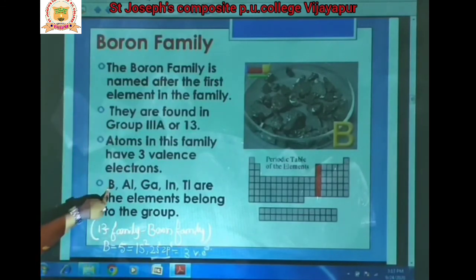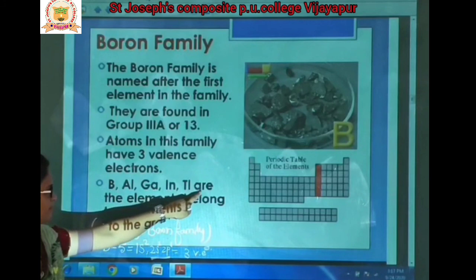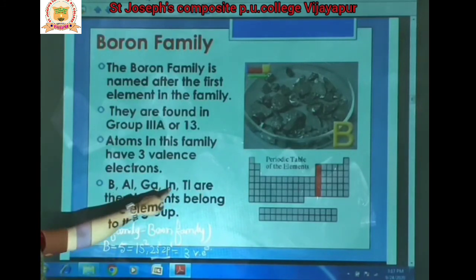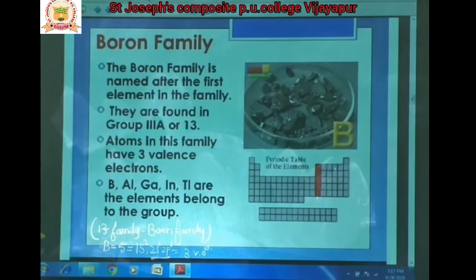Next. What are those elements? The elements of the boron family are boron, aluminium, gallium, indium, thallium, the elements belonging to group 13. Okay, these are the boron family elements.